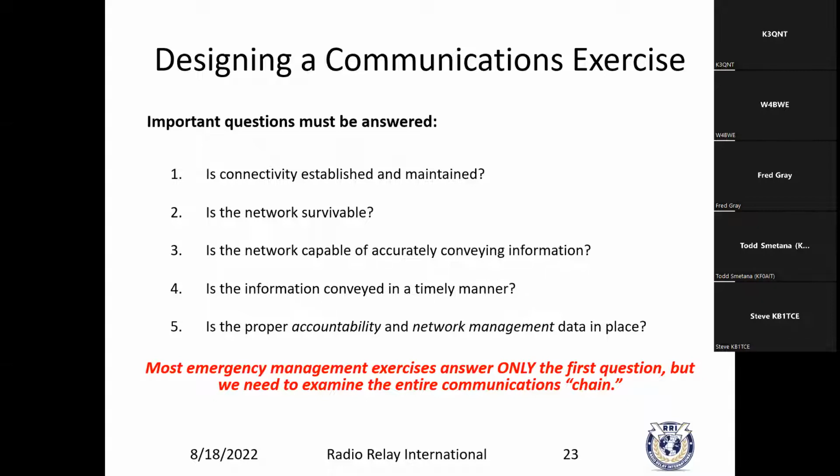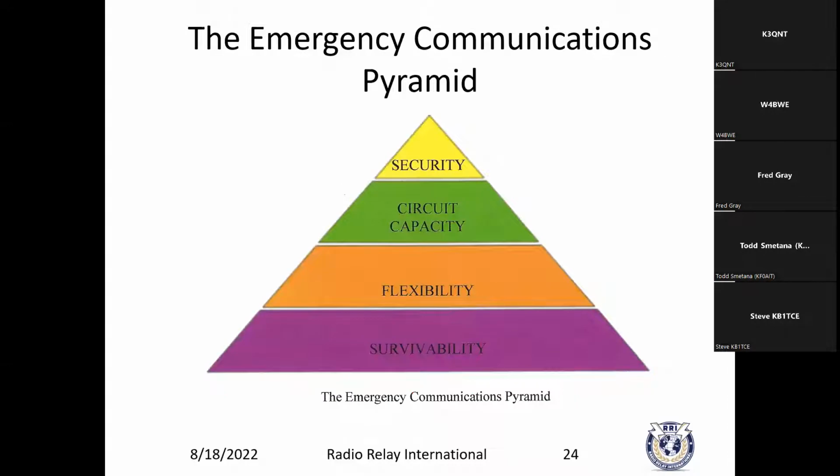Am I just measuring connectivity, or can I answer all of these questions? Okay. And so these were the keys to designing it, right? Because if you'll remember from our emergency communications planning course, the emergency communications pyramid, our first responsibility is survivability. Will my basic communications tools work when they're needed under worst case scenario conditions?